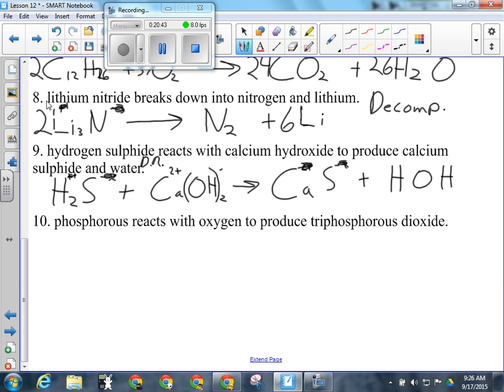Okay, and now we've got to balance. I would say we should start with hydrogen or hydroxide because looking at this, I know I'm only going to have to add one number. Hydrogen's a 2 over here. What does it need over there? A 2. And when I do that, does that make my OH's balance? It does, and everything else is a 1.